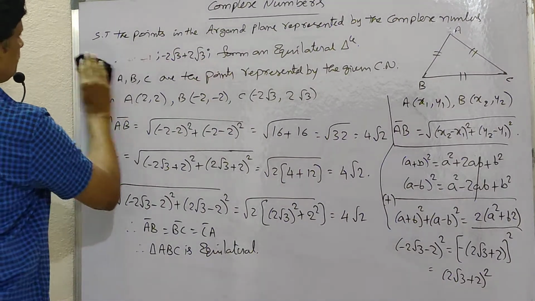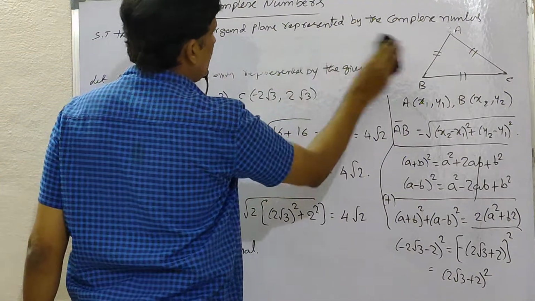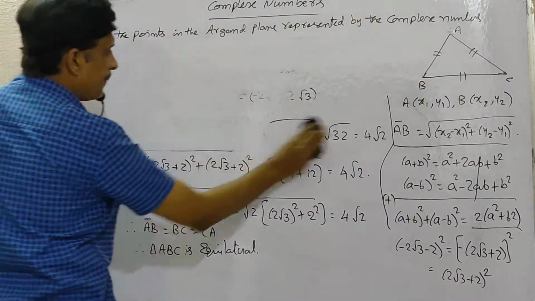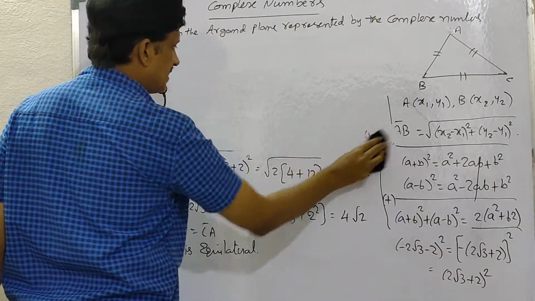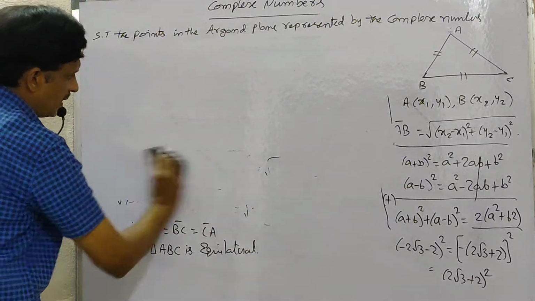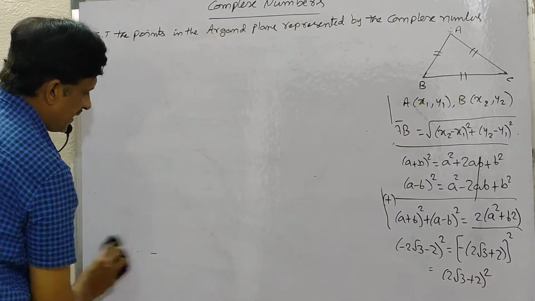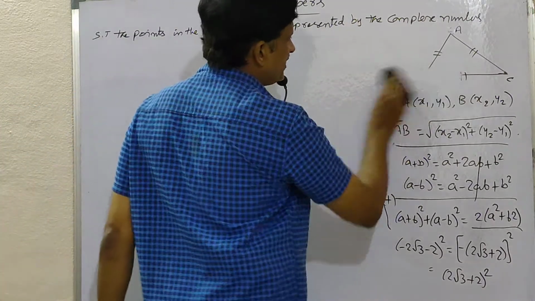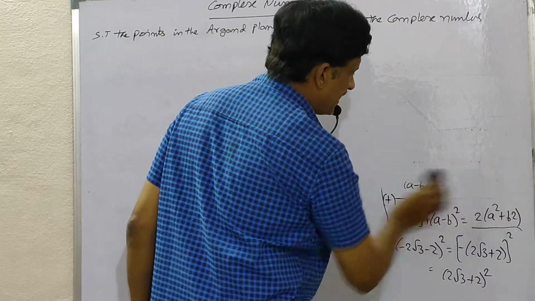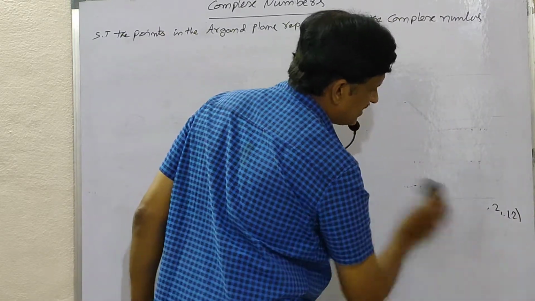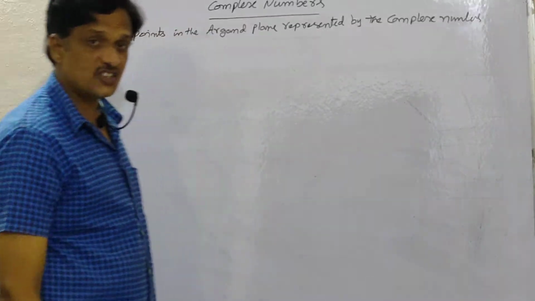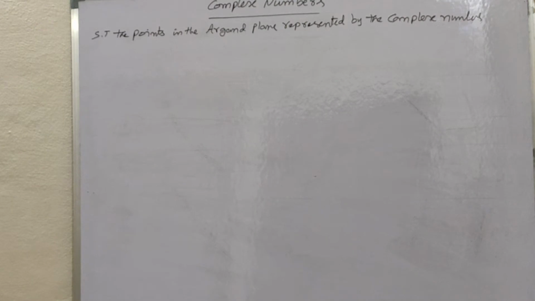And next, show that the points represented by the given complex numbers in the Argand plane. Here 4 complex numbers are given. Each complex number represents a point in the Argand plane, means 4 points are given. You have to prove that the 4 points, means by joining those 4 points, the geometrical shape obtained is a square. So they form a square.